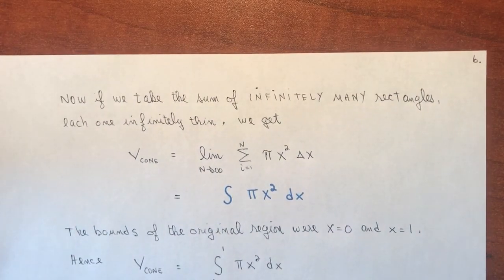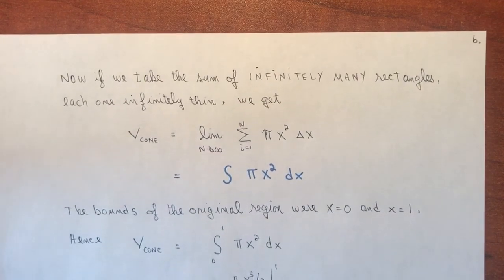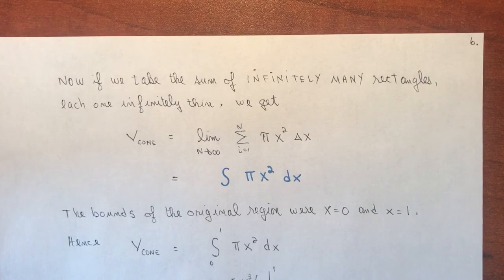Okay, so take infinitely many of these rectangles, each one, of course, infinitely thin, and we get that the volume of the cone is the limit as n goes to infinity of the summation i equals 1 to n of pi x squared delta x. And once again, the limit of the summation is the integral of pi x squared dx. The bounds for that integral were from 0 to 1, if you remember the graph in R2. So the volume of the cone is the integral from 0 to 1 of pi x squared dx.